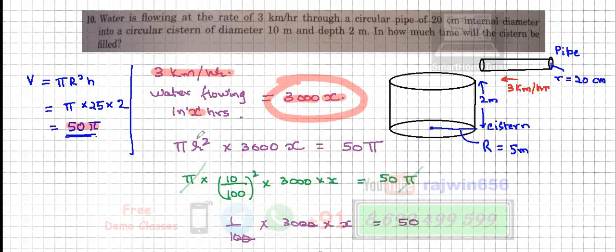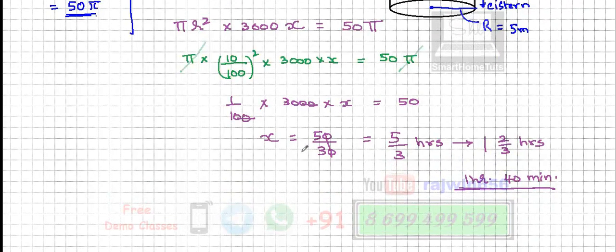Okay, so pi r square, this is the volume of the pipe that I have taken. That is also multiplied by the height through which the water is going to flow, which is equal to the volume of the tank. I've equated both the sides. Okay, so pi is getting cut from both the sides, which gives me, on cancellation and calculation, the amount of time that is required is 5 upon 3 hours, which is 1 hour and 40 minutes or 1.66 hours. You can take down the sum.